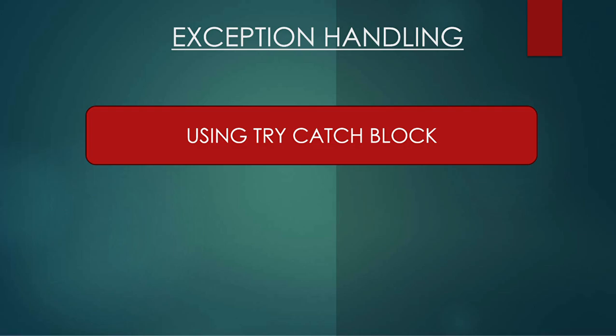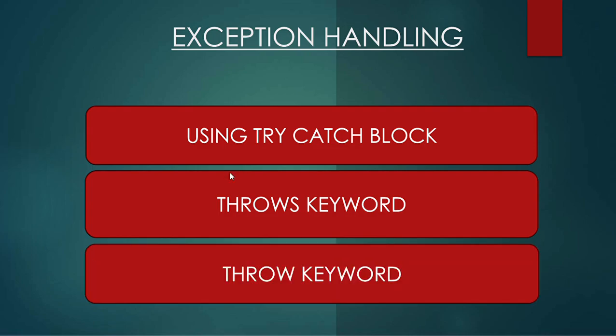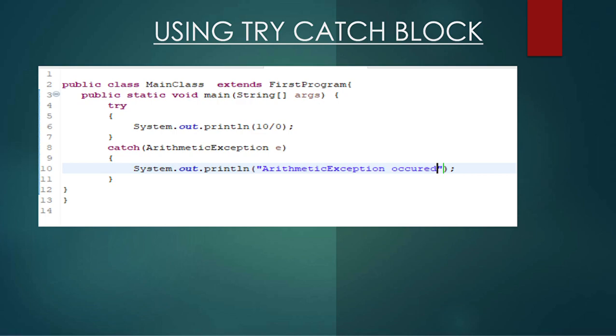Next we have the throws keyword. This we use with the methods. Next we have the throw keyword. With the help of the throw keyword, we create an object of our exception and throw the object of that particular exception. So, starting with the first one, that is the try catch block.